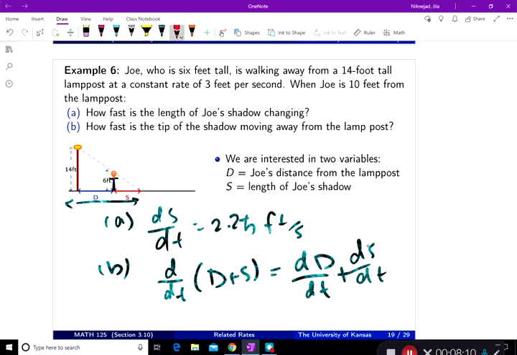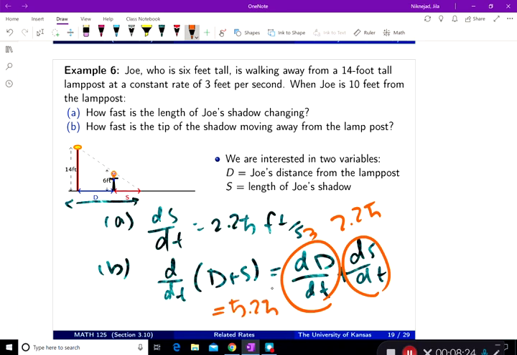This one is 2.25, and this one was given, that was 3, so I can add them all up to get 5.25. And this makes sense. We're saying that s is increasing at this rate, d is increasing at this rate. What is the rate of the increase of the two of them added together? We should just add the two rates of change.